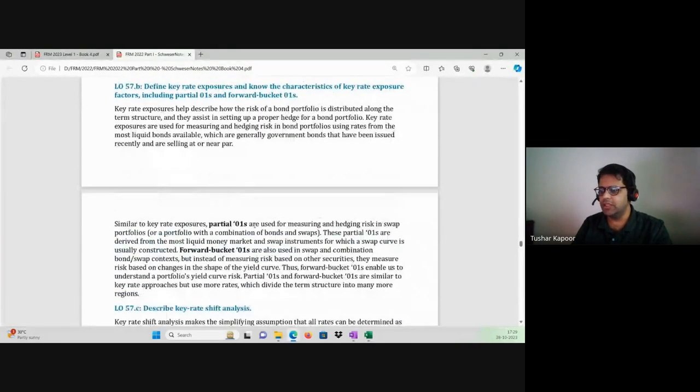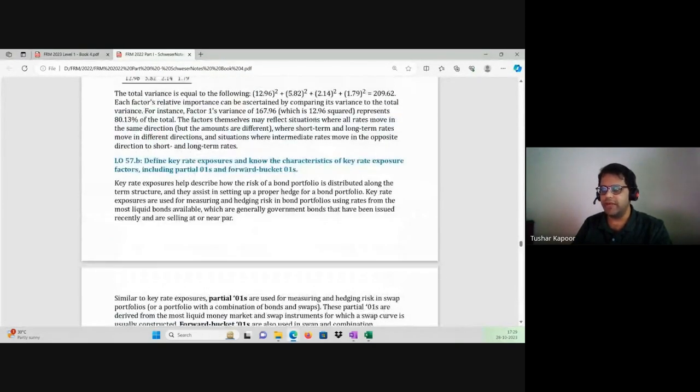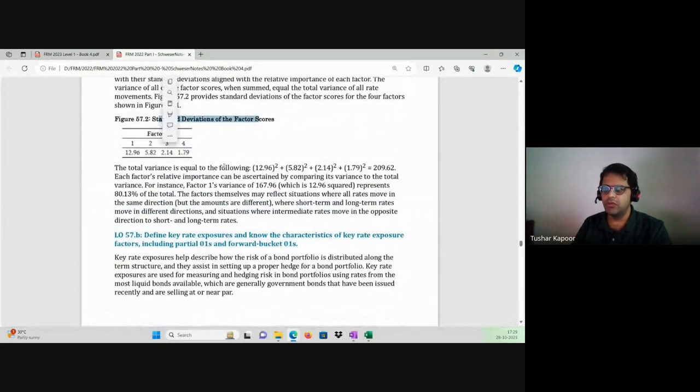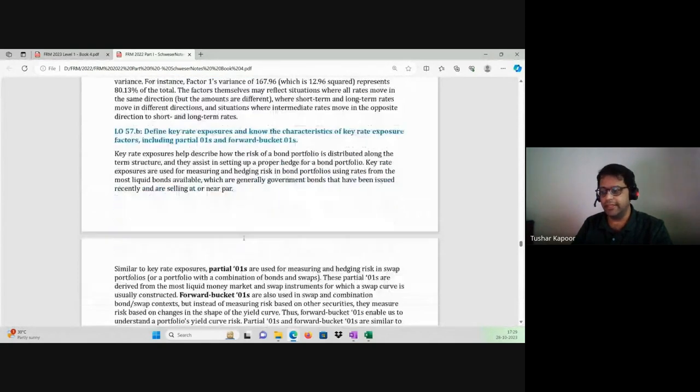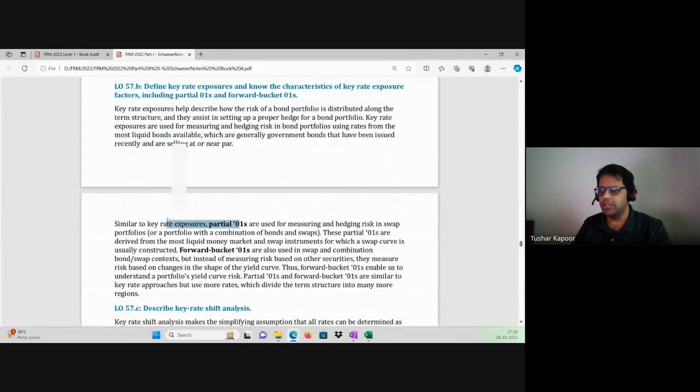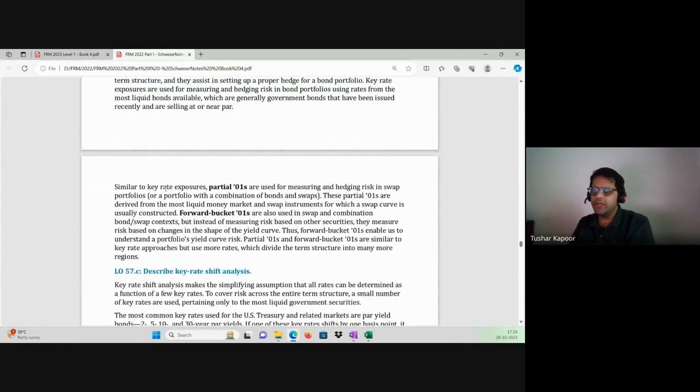Correct. Now, the point here is when we talked about these factors, we have broken down what is really the yield, or the partial 01. Similar to this, we can have a forward bucket 01. Let's just understand this point a little bit. Similar to key rate exposures, because we understand things are not moving in parallel. Now they are moving differently.